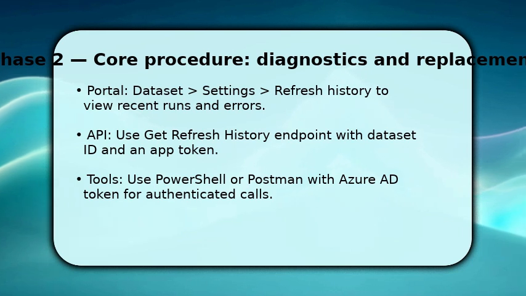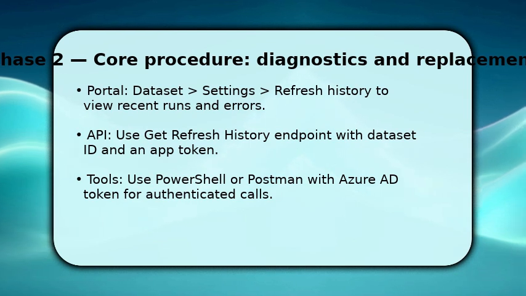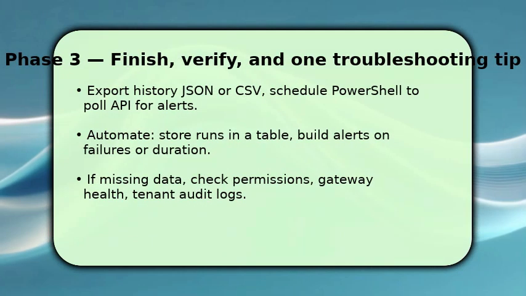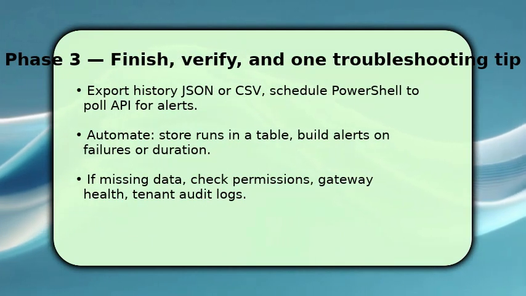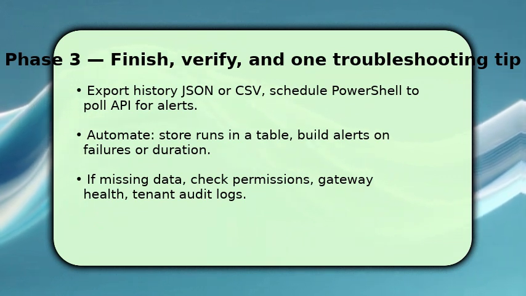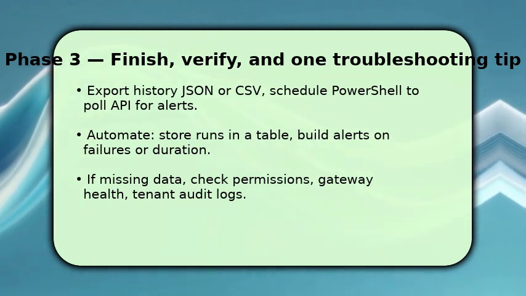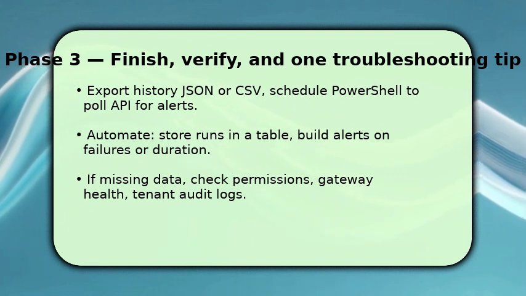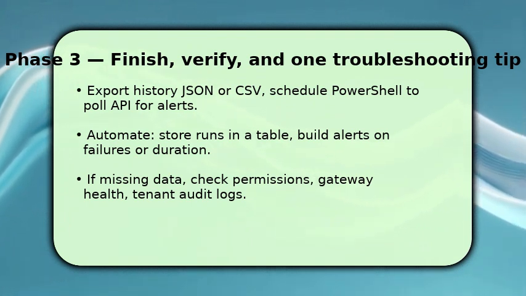This provides full run details and error messages. Useful for finish by exporting the refresh history JSON or CSV and automating collection. Schedule a PowerShell or Azure Logic app to pull the REST API and store results in a table for trend analysis. Once collected, you can create alerts for failures or long durations and integrate with Teams or email.